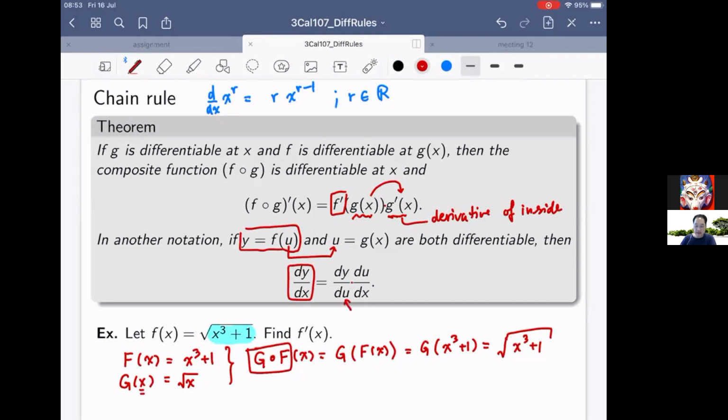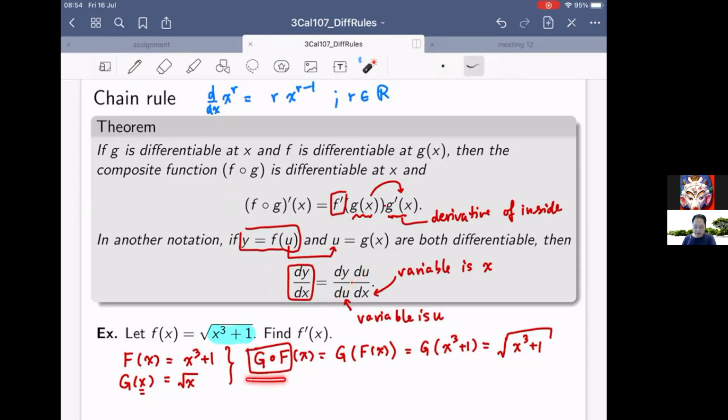This means that the variable under consideration here is u. But for the derivative of u with respect to x, the variable under consideration is x. And roughly speaking, if you look at it as a fraction notation, it looks like the du cancels, and you end up with dy by dx that you need on the left hand side, you see. So we can either use this formula or that formula.